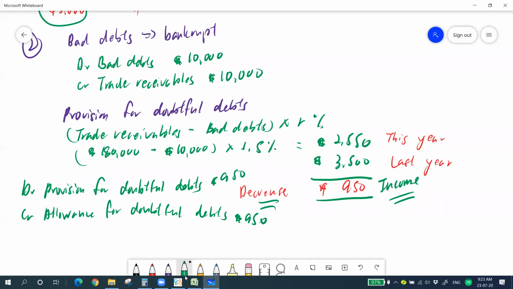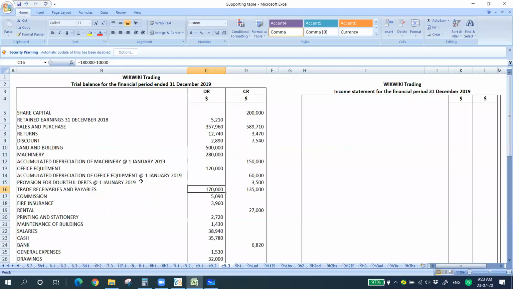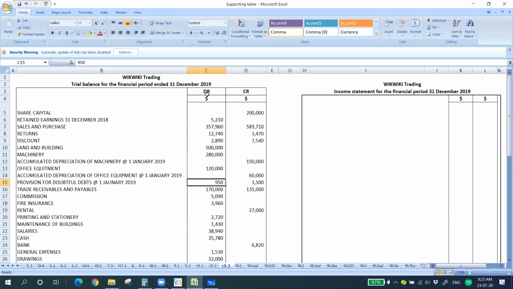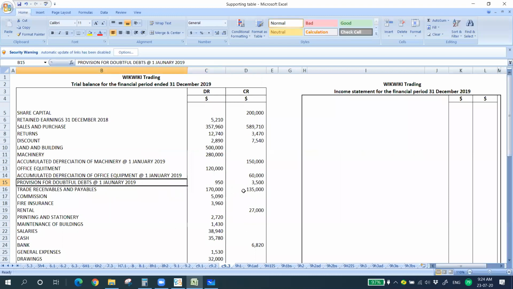All right. So now we have to reflect this in our trial balance. We start from the debit. Debit is a provision for doubtful debts, right? And in our Excel, we know that we have a provision for doubtful debts. But we cannot put a 950 here. Why? Because in one account, we cannot have two amounts. So if you have two amounts in one account, what you need to do? You need to net off.